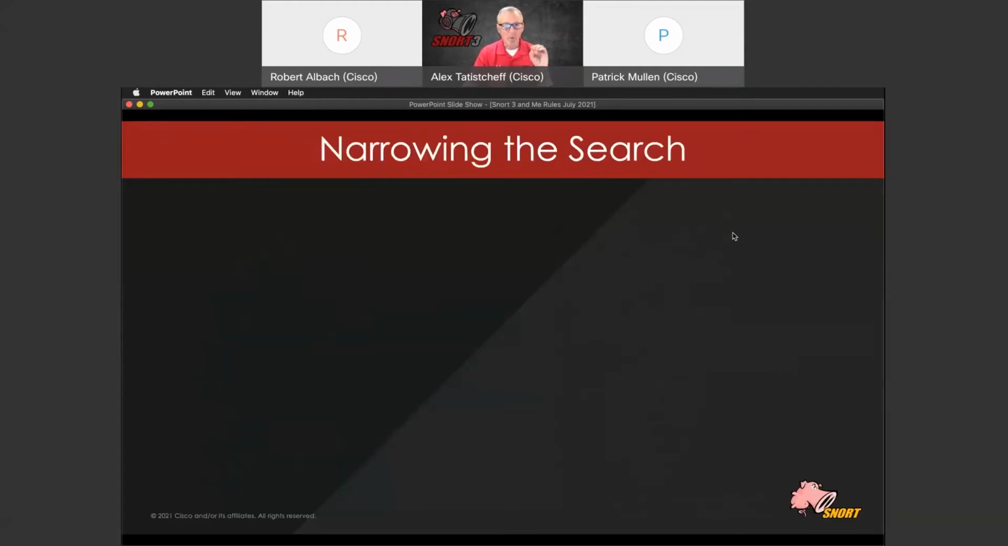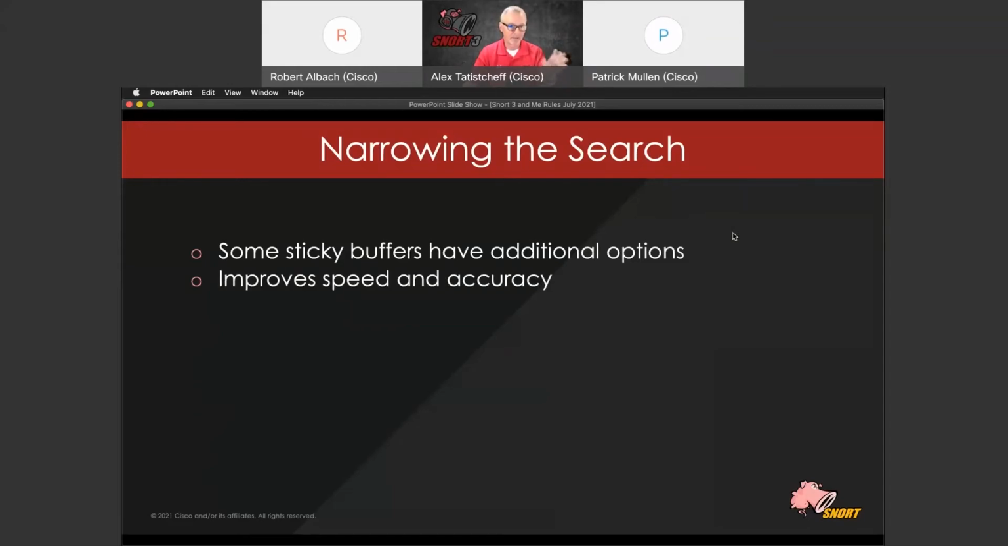All right. So in addition, there's more. You can now narrow the search even further. So some of those sticky buffers we saw have additional options. So this can improve the speed and accuracy. So we're going to narrow down the search to even a smaller portion of the packet and make Snort even that more efficient and that more accurate.